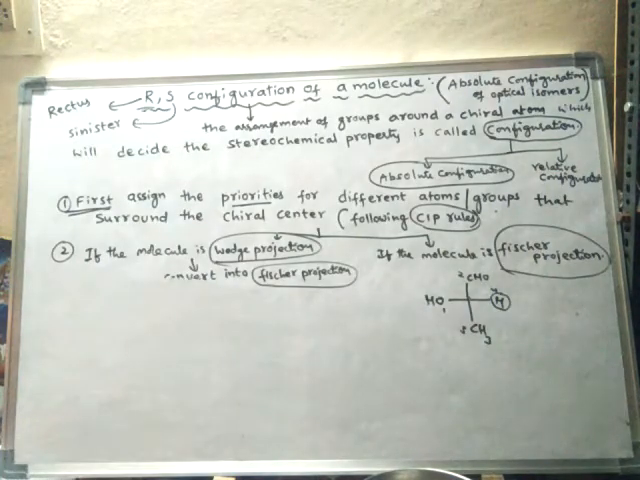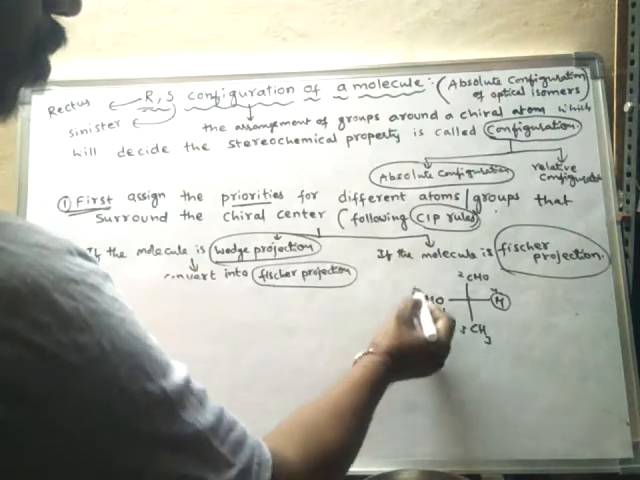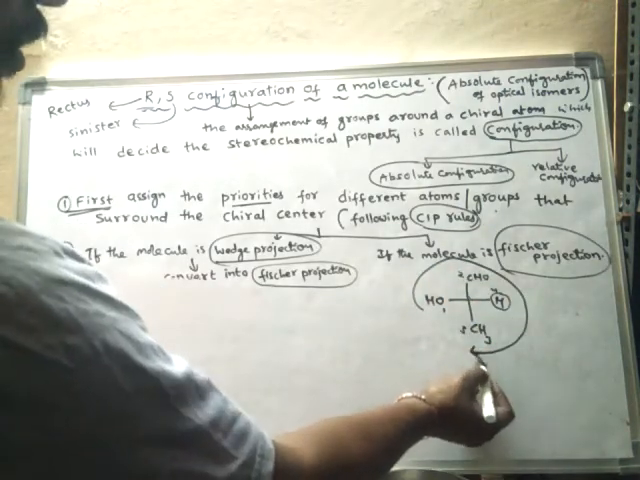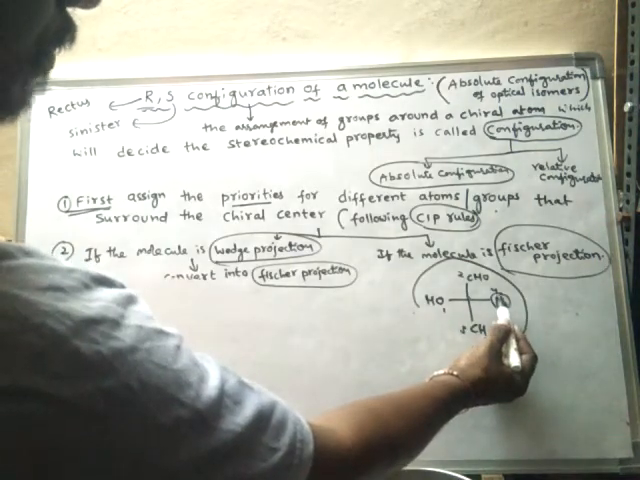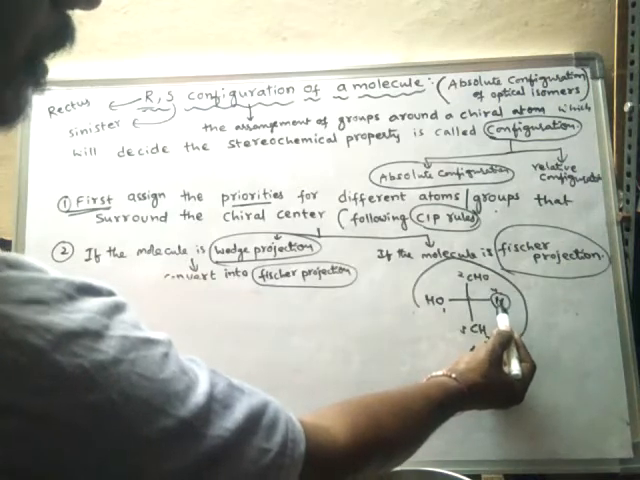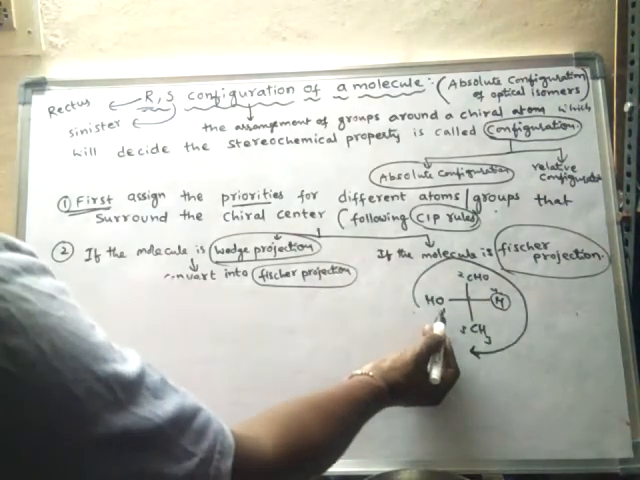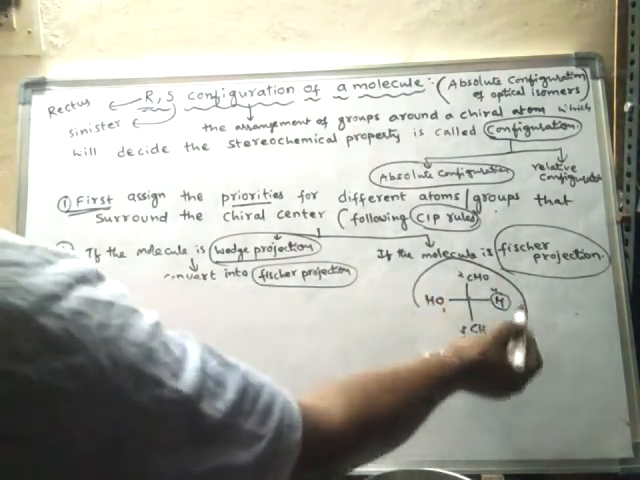So again the same thing. We have to draw an arrow from 1 to 2 and from 2 to 3. Don't consider that the fourth priority is in between. We neglect that fourth priority group. So we have to check only 1, 2, 3, in which direction it is present, so we have to draw an arrow.